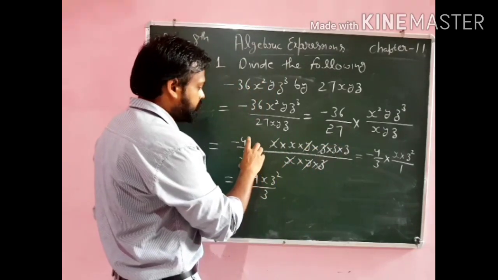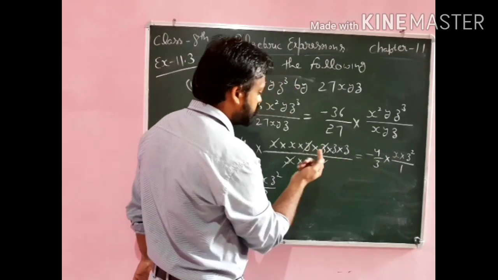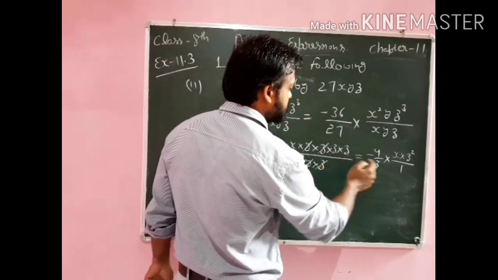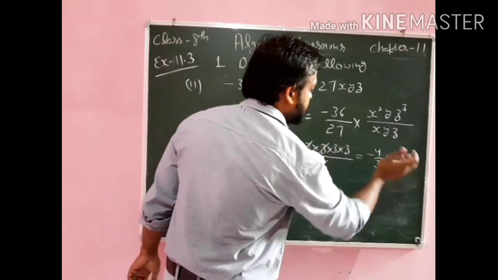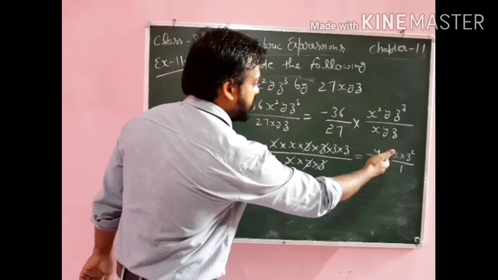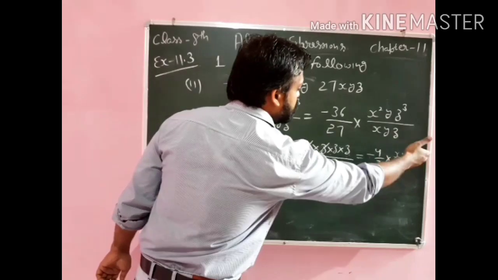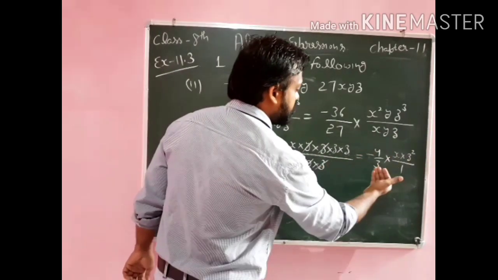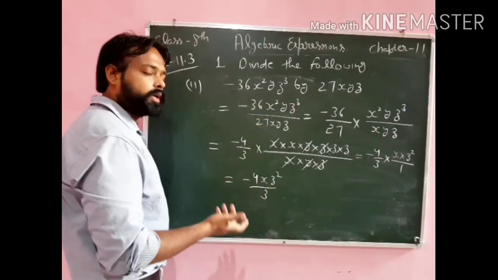So what we got, this will become minus 4 by 3 multiplied by x only a single time, so we can write x, and z is for 2 times, so it will become z raised to power 2, and all the terms are cancelled in the denominator, so we are left with 1 here. So now at the end of the sum you can write minus 4x z square, because all the numerator values can be multiplied. So it will become minus 4x z square, and this 3 is multiplied with the denominator, 3 ones are 3. So this is the answer.